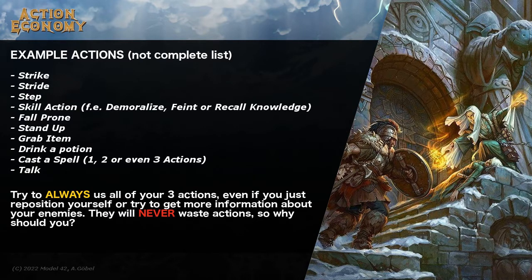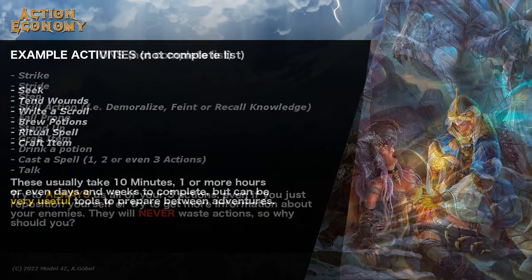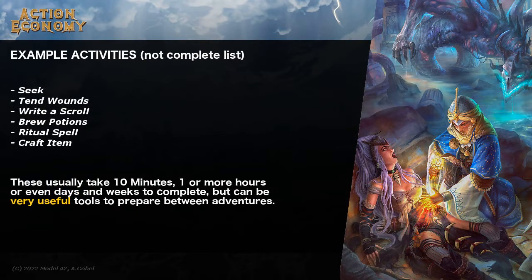There are a lot more you can do, and using all 3 actions during your turn to position yourself, fatally wound enemies, heal allies, get information or talk to one another is a necessity for successfully surviving the perils ahead. There are also activities, like the aforementioned tend wounds, which you normally can't use in combat, since they take 10 minutes, 1 hour or even a day or more.